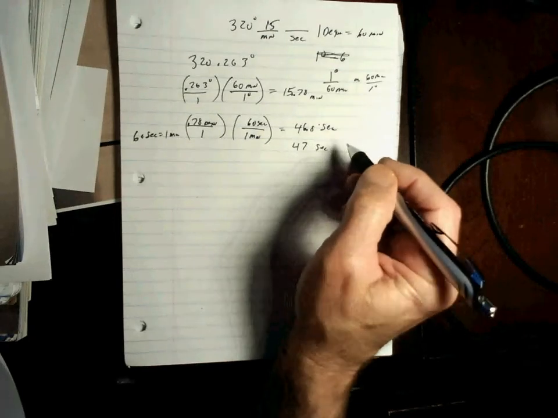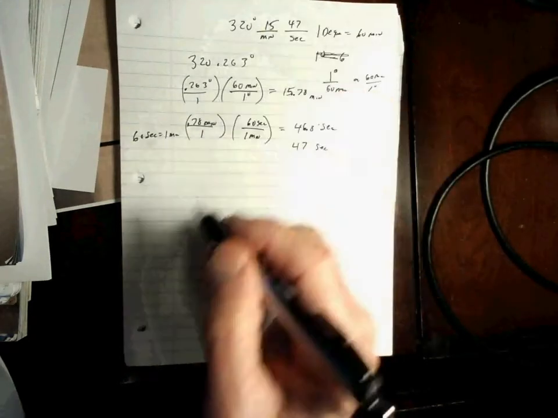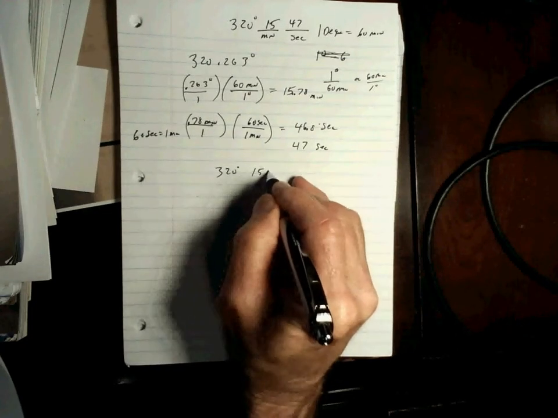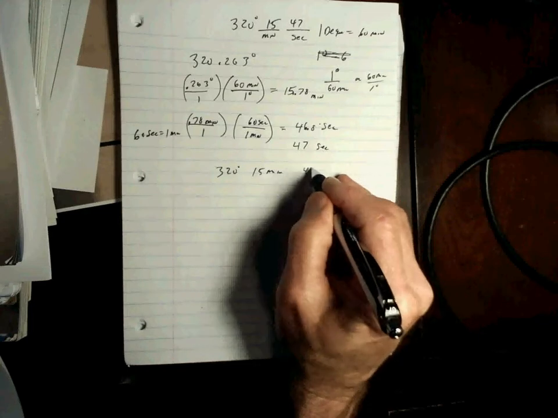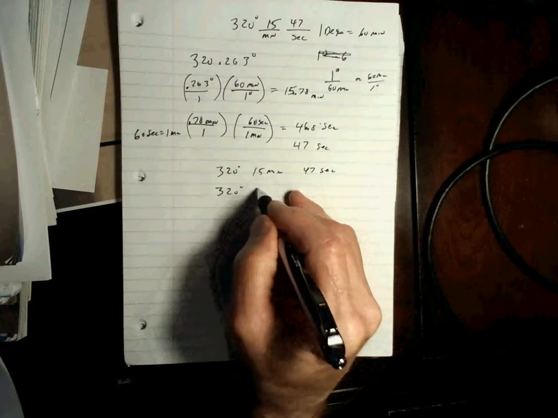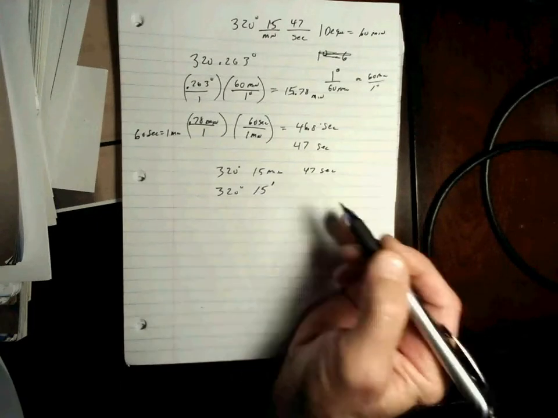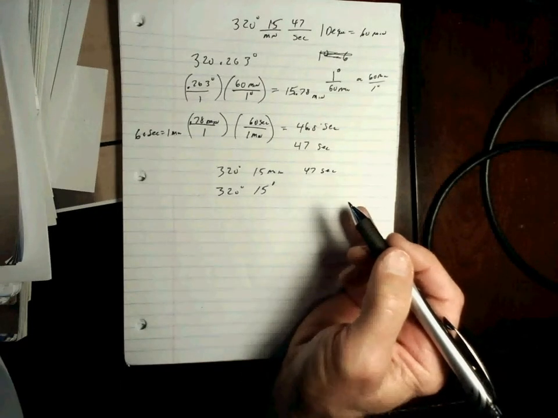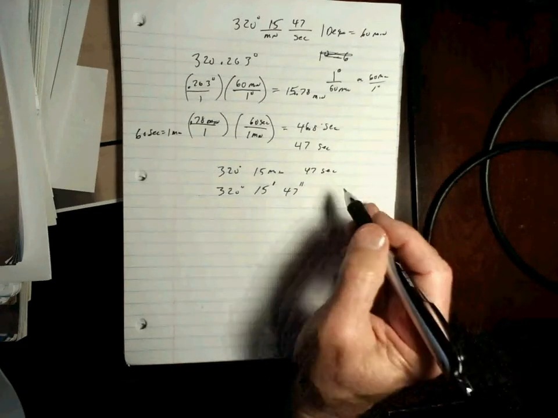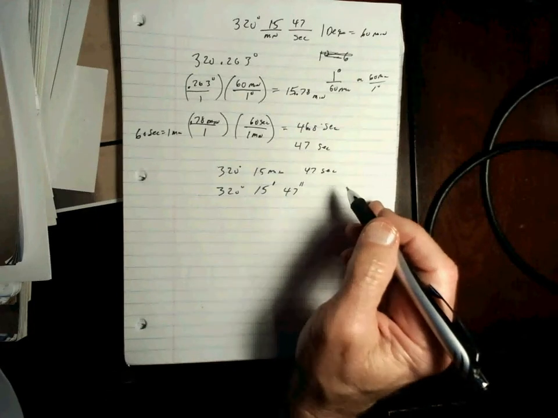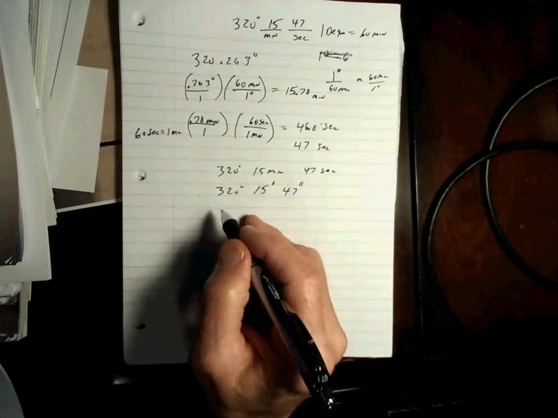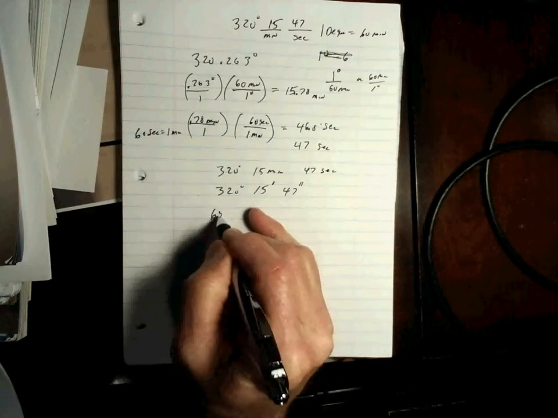So my final answer would be 320 degrees, 15 minutes, and 47 seconds. We have to get used to the notation that we use. I'm going to say 15, with a single little hash mark to indicate minutes, and 47 with a double hash mark to indicate seconds. That's the type of question, if you're looking at the homework that I assigned, that would relate to problems number 65 to 70 in the homework.